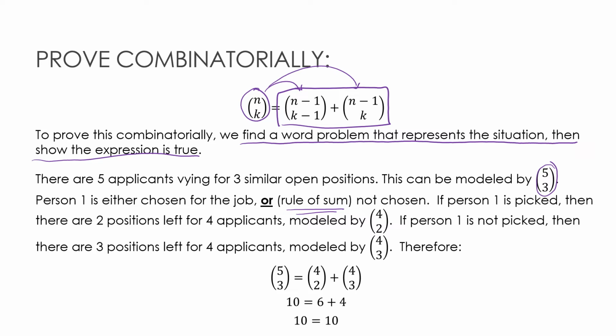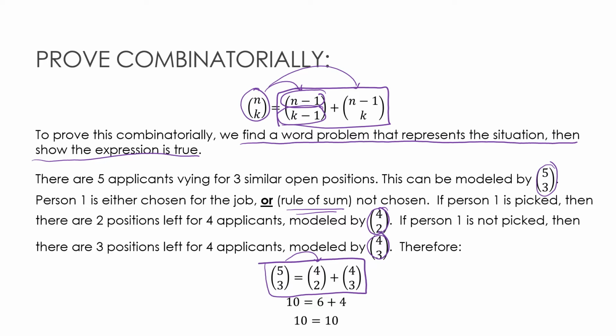So if person 1 is picked, there are 2 open positions left for 4 applicants, modeled by 4 choose 2. If person 1 is not picked, then there are 3 positions left for 4 applicants, modeled by 4 choose 3. So let's take a look. Is it true then, what I just said in the story problem, that 5 choose 3 is the same as n minus 1, k minus 1, which would be 4 choose 2, and then n minus 1, k, 4 choose 3?